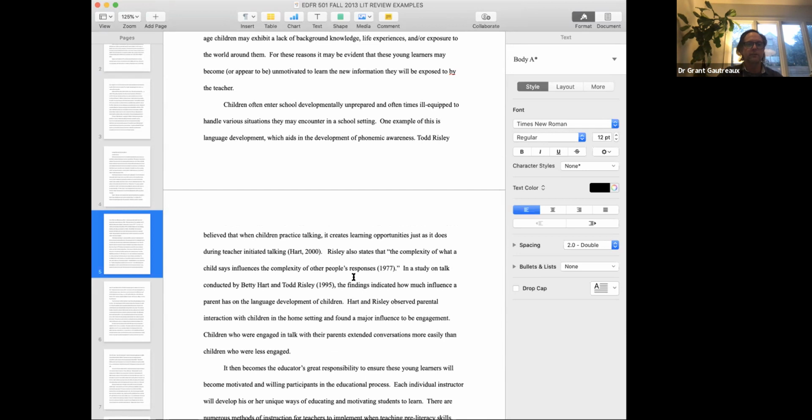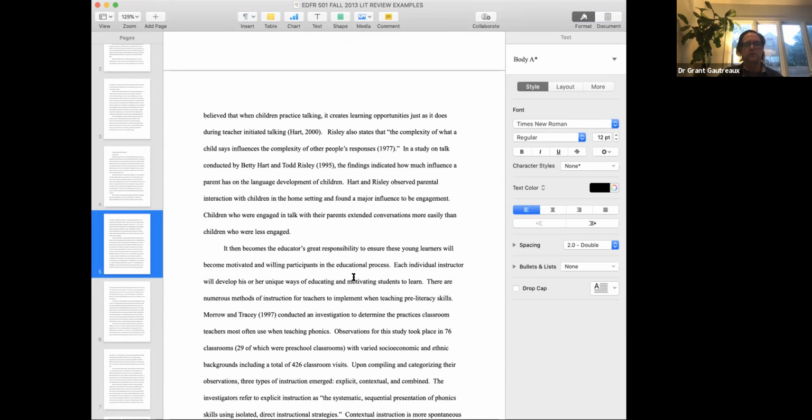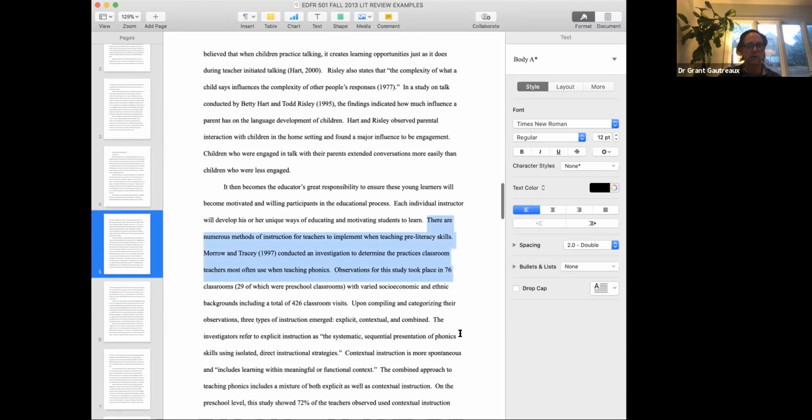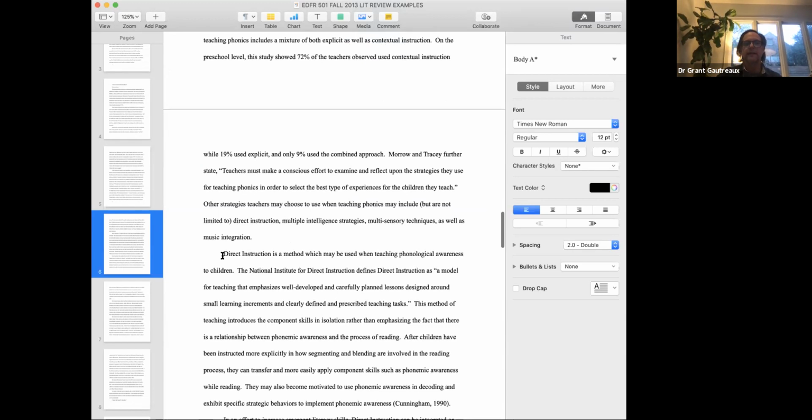I'm trying to find where they start. He's still kind of talking about the broad brushstroke here, which might be a lot to cover here. All right, look here. There are numerous methods of instruction for teachers to implement when teaching pre-literacy skills. And now they're unpacking contextual instruction. Then they're unpacking direct instruction.